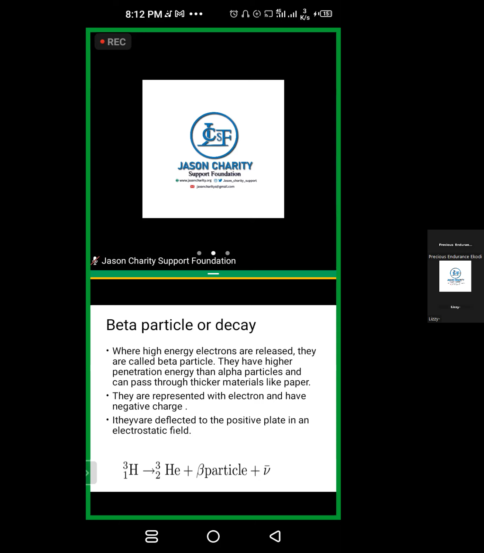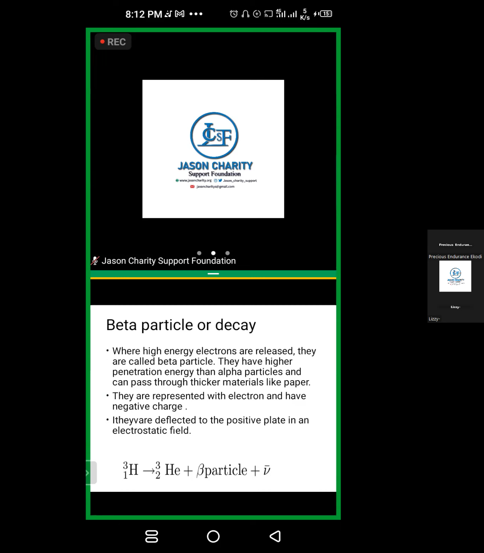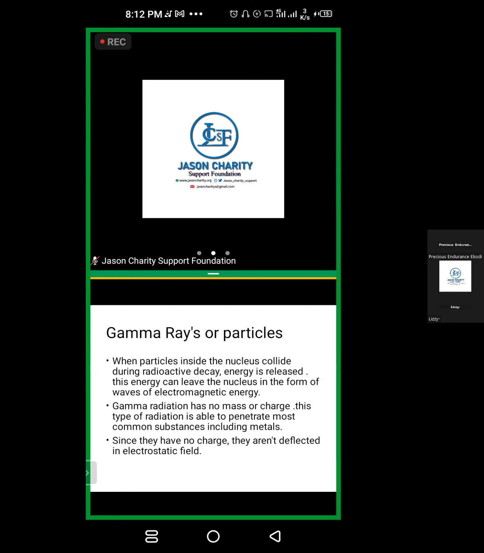Now, we move to the gamma ray or gamma particle. Now, we said the others are radioactive particles. So gamma ray, yes, occurs when particles collide. When particles collide, energy is released. Now, this energy can leave the nucleus in the form of wave or electromagnetic energy. So, unlike the particles of alpha and beta, here we have rays that come out like sunlight, something like that. But then, these rays cannot be seen with the naked eyes because they are electromagnetic.